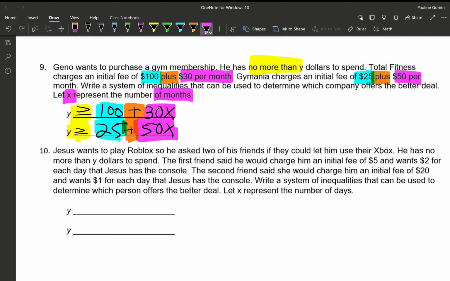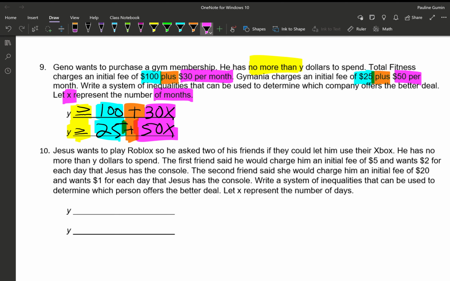Okay. Jesus wants to play Roblox. So he asked 2 of his friends if he could use their Xbox. He has no more than Y dollars to spend. The first friend said he would charge him an initial fee of $5 and $2 for each day that Jesus has the console. The second friend said she would charge him an initial fee of $20, but then only $1 for each day that Jesus wants to use the console.